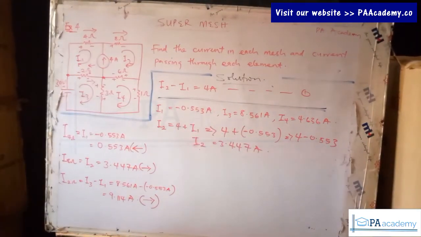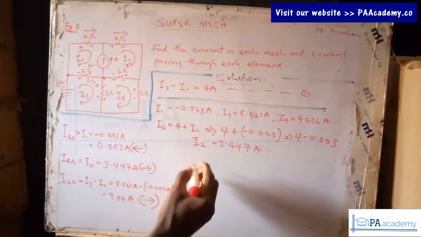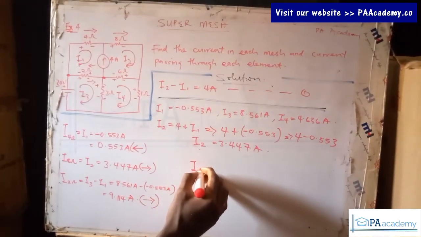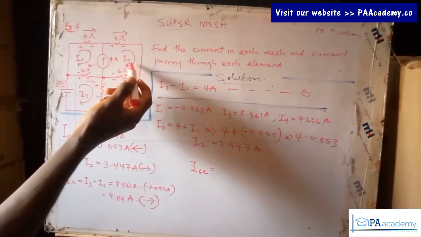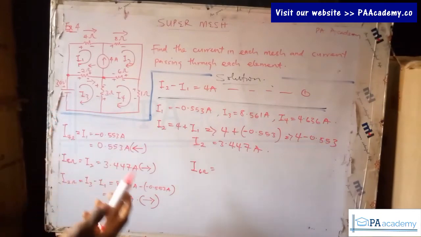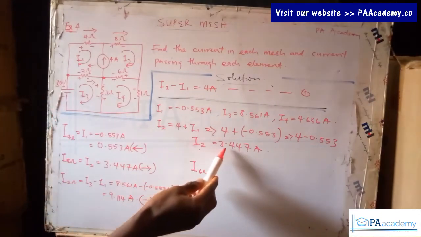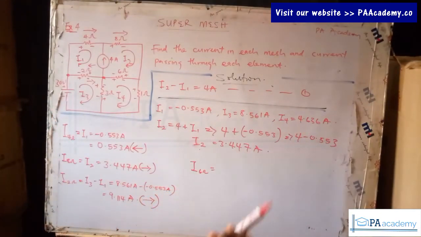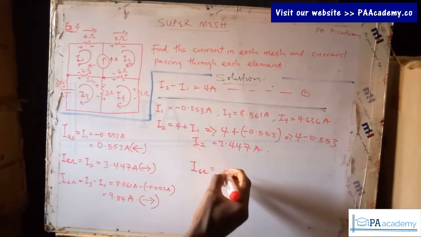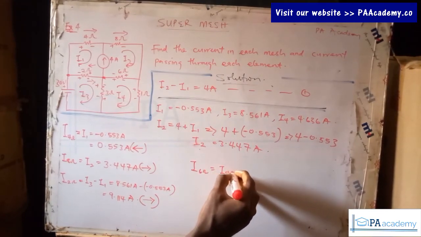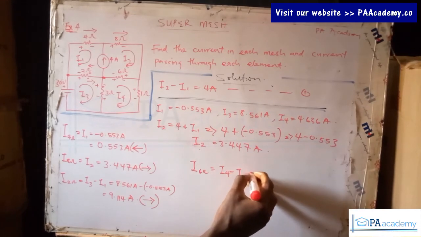So let's do that for the 6 ohm resistor. Let's find the current through the 6 ohm resistor. There are also 2 currents flowing through it. We have I2 and then I4. So let's look at I2 and I4. This is I2, and then I4. Which one is higher? I4 is higher than I2. So that means we are going to have what? I4 minus I2.